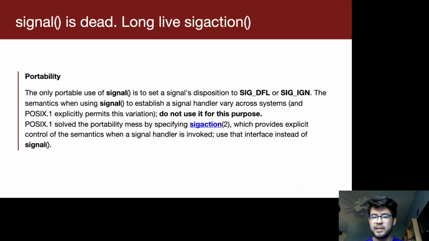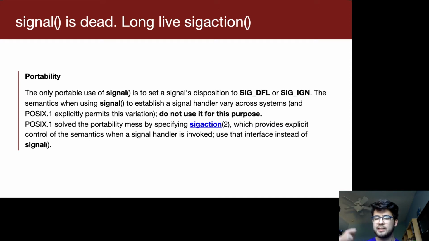If you look at this portability section, it says the only portable use of signal is to either ignore signals or restore the default handler. So signal is fine for this, but if you want to set a signal handler, do not call signal. There's a different function called sigaction, which you should call. And it's talking about this mess of semantics, explicit control of semantics. What are semantics? In this context, semantics is referring to what happens, the details of signal handling.